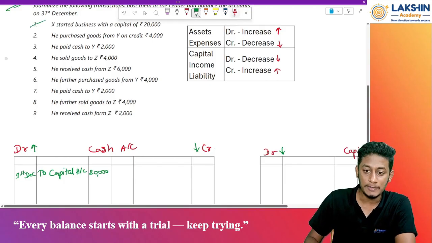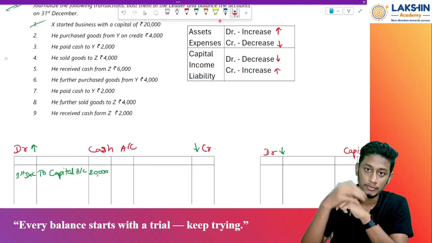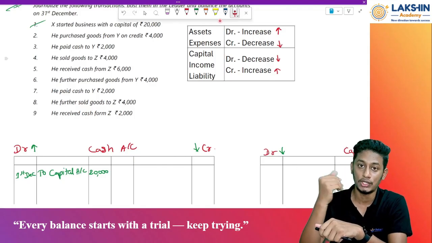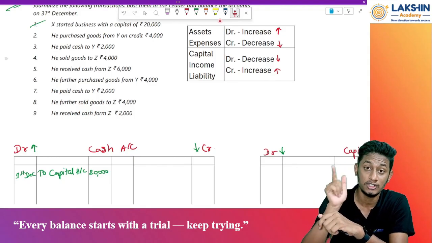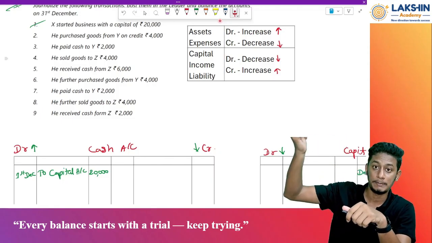Then he purchased goods from Y on credit. Now what has happened? He has purchased some goods on credit. So therefore, is there any cash inflow or outflow? No, sir. Why? Because it is on credit basis. So therefore, it will be paid on a future date.